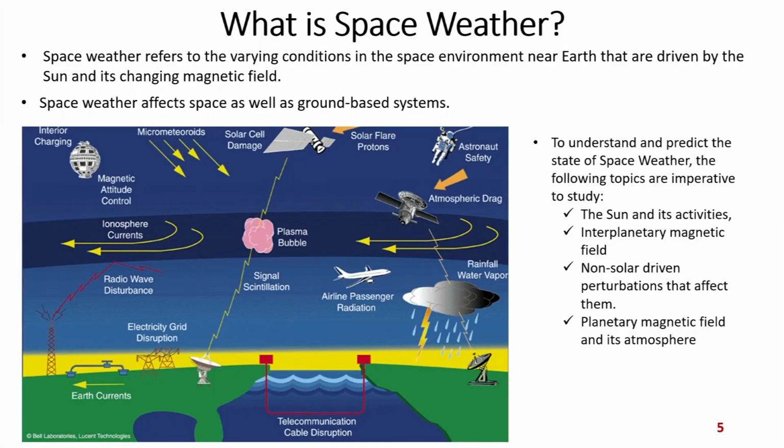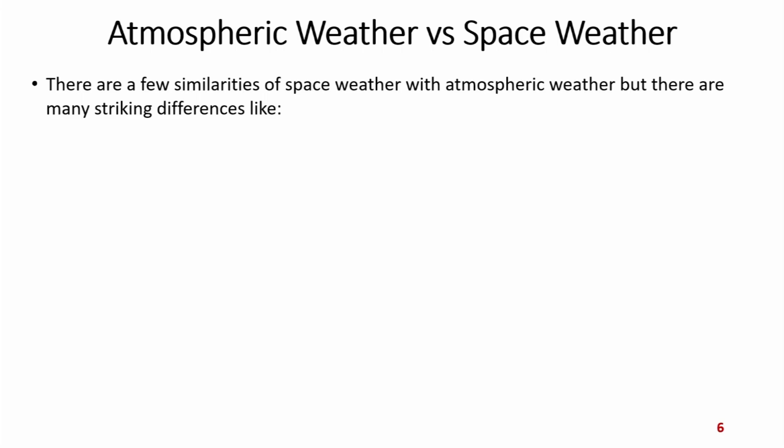Then planetary magnetic field. Each planet like our Earth has its own magnetic field. So, how that also plays an important role in this space weather environment that we will be studying. Now, what is the difference between our terrestrial weather and the space weather? There are a few similarities, but mainly there are many striking differences or dissimilarities.